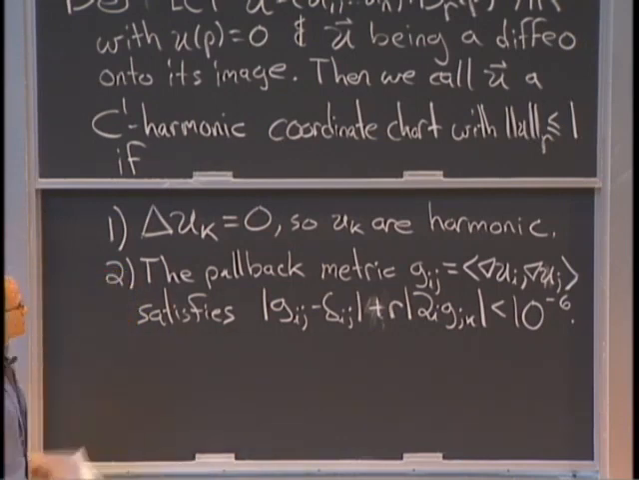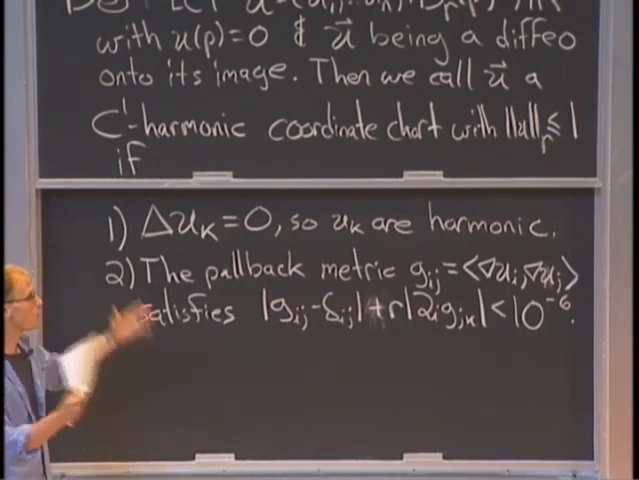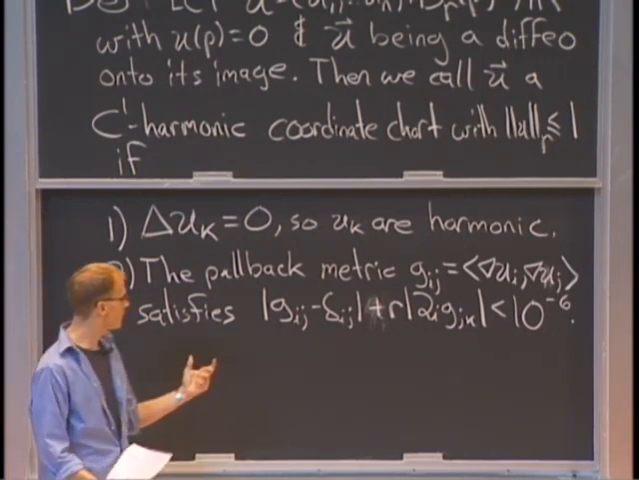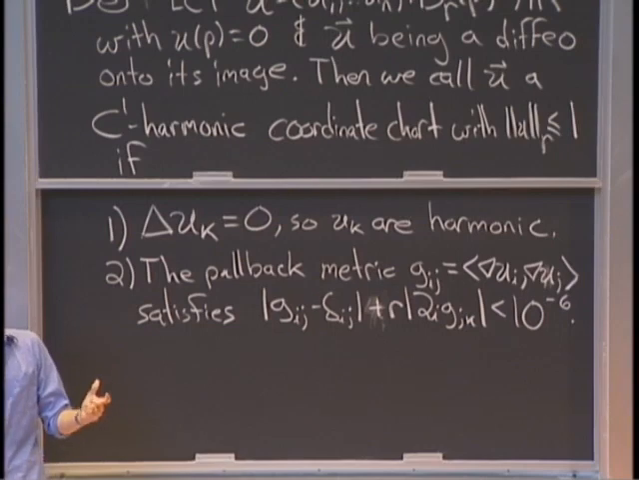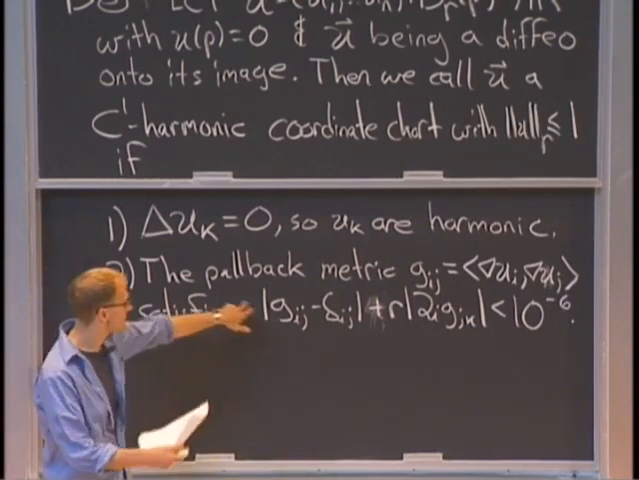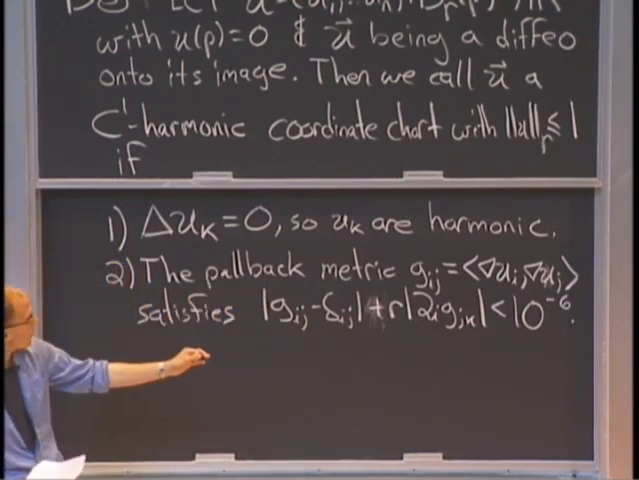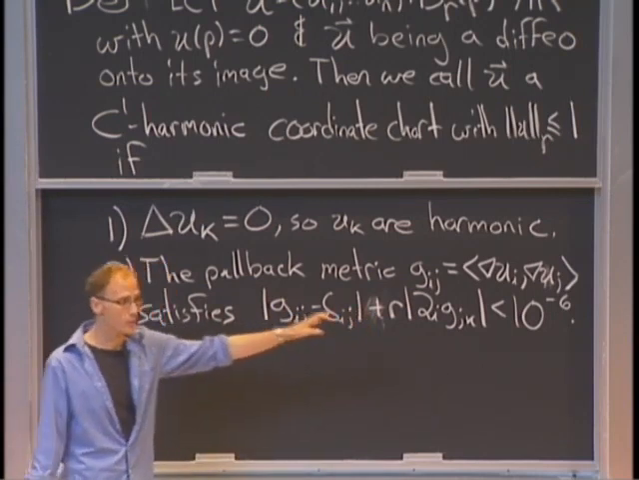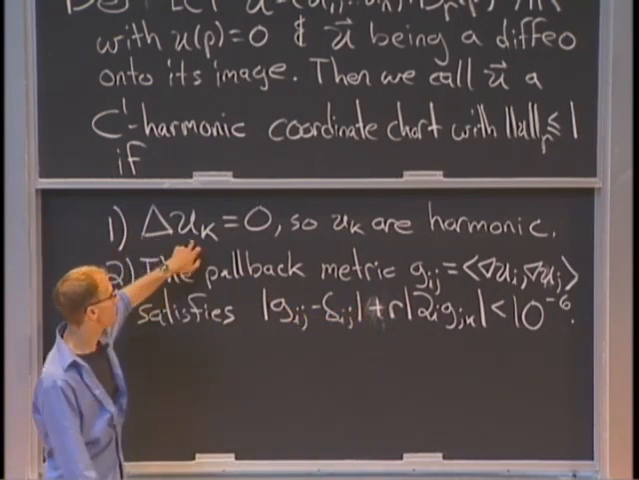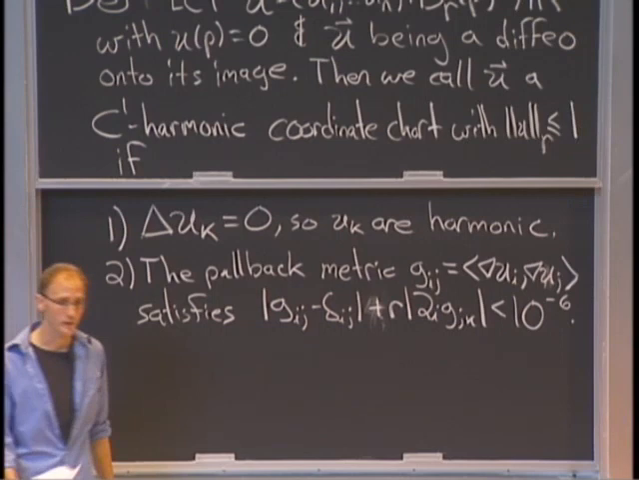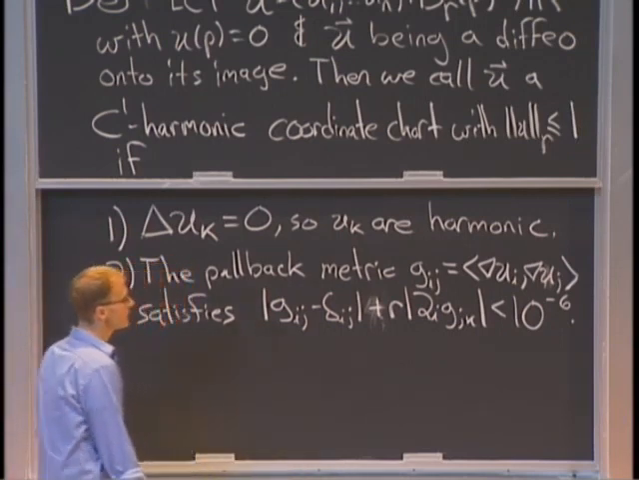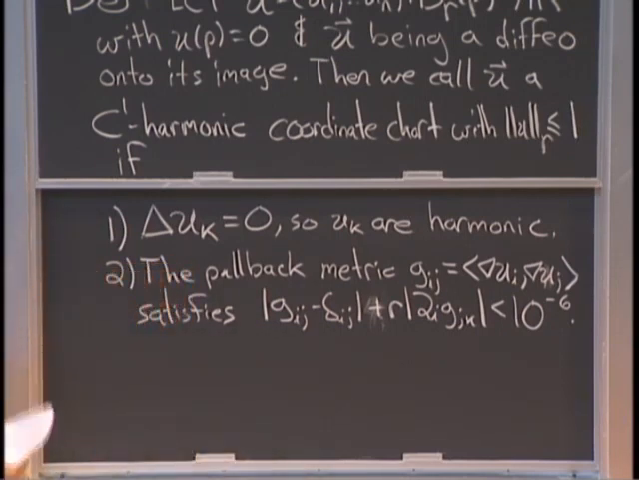Okay, so that's it, right? It just means that we have a coordinate chart where our pullback metric looks close to Euclidean. That isn't much of a statement. We could have always gone to a small enough ball and used exponential coordinates for this statement. But the point is that we're insisting the mappings be harmonic. This is the point. Okay. So what?